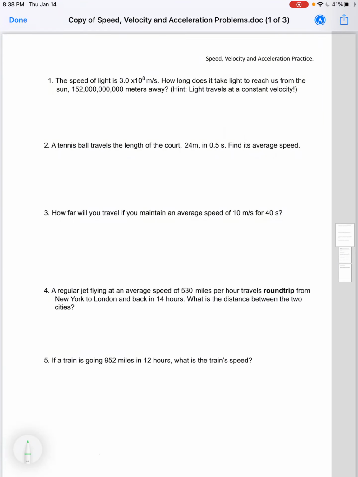Okay, I'm gonna go over the speed, velocity, and acceleration problems that I gave you guys for homework. Hopefully you guys can double check your answers.